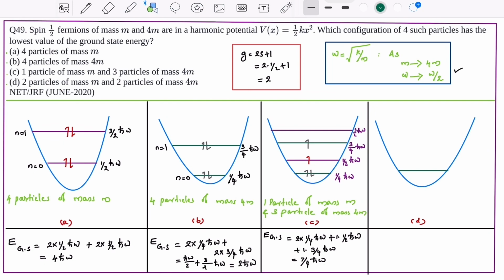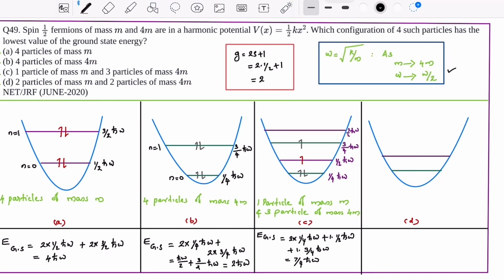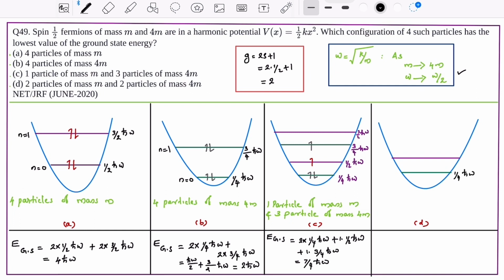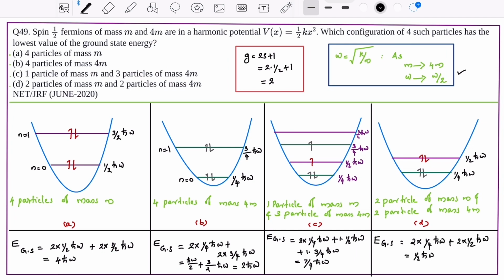Now let us check option D. In D, you have 2 particles of mass m and 2 particles of mass 4m. These 2 particles of mass m will have the energy half h cross omega, and 2 particles of mass 4m will have the energy 1 by 4 h cross omega. So first let us fill the 2 particles of mass 4m on the lowest energy 1 by 4 h cross omega. Then in the 1 by 2 h cross omega level, you have another 2 particles having mass m. Here the ground state energy is nothing but 2 into 1 by 4 h cross omega plus 2 into 1 by 2 h cross omega, which is nothing but 1 by 2 h cross omega plus h cross omega, which is nothing but 3 by 2 h cross omega.